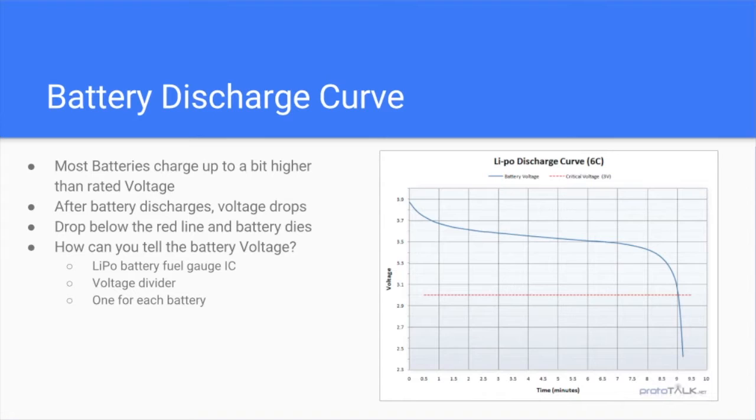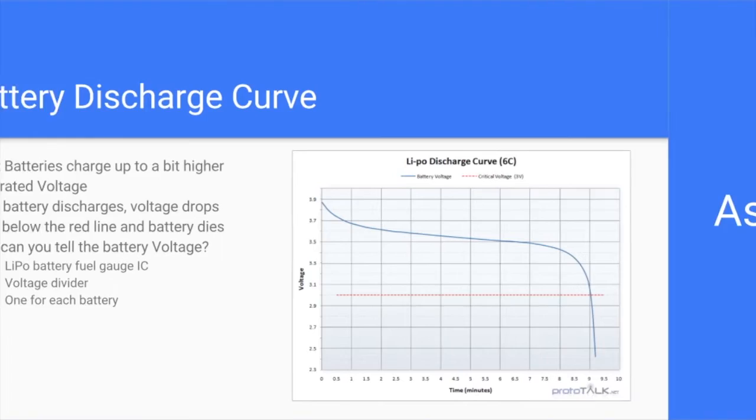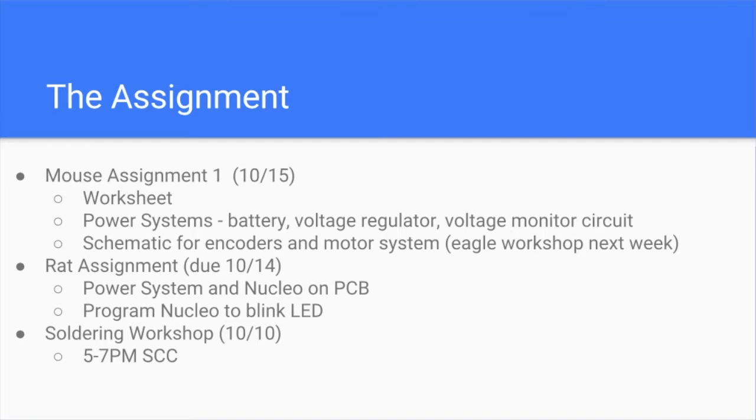All right, so some assignments/announcements. There's two assignments this week. One is the mouse assignment, and the other one is the rat assignment. So mouse assignment, worksheet one should be up by tomorrow. It will look similar to what you have, except for batteries and voltage regulators. Essentially, list down all the values that I ask you for those two components, and then why you pick a certain part, and then maybe some theory questions.